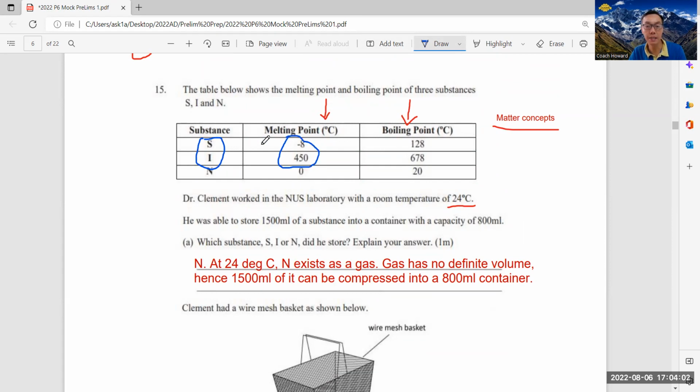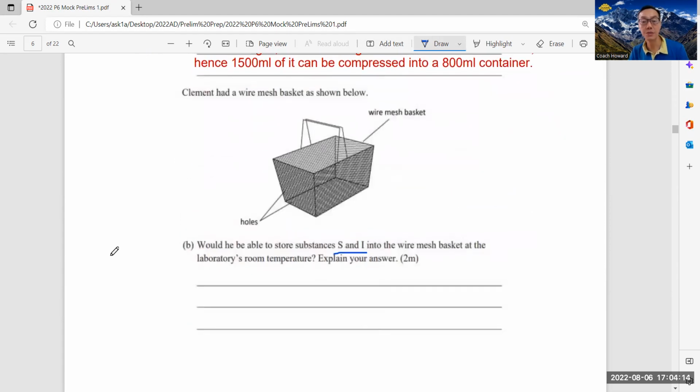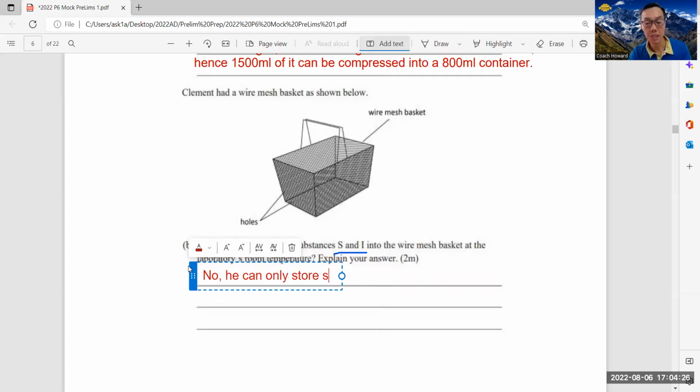You don't need to look at N, because they ask you S and I. So you can see S actually melts at -8. So at 24, it will become a liquid. But I melts at 450. It will still maintain as a solid. So they say, would he be able to store S and I? So answer no. They must say he can only store substance I, because S would exist as a liquid at 24 degrees C.